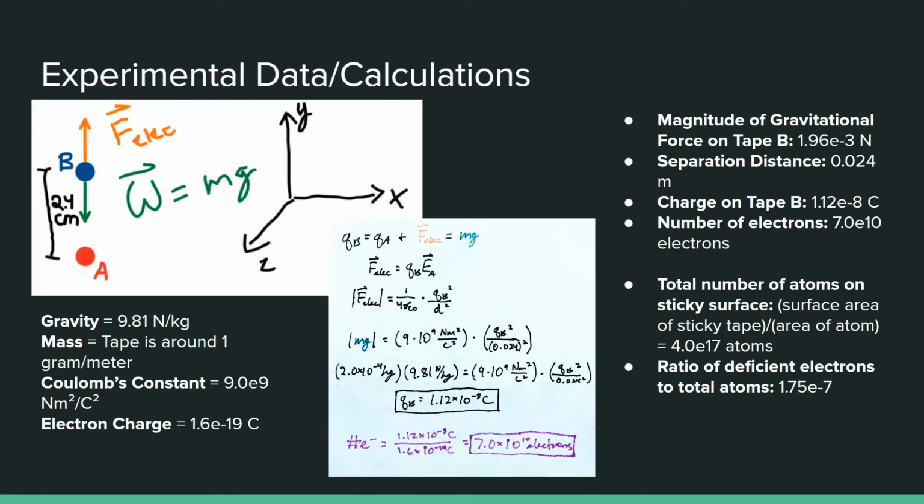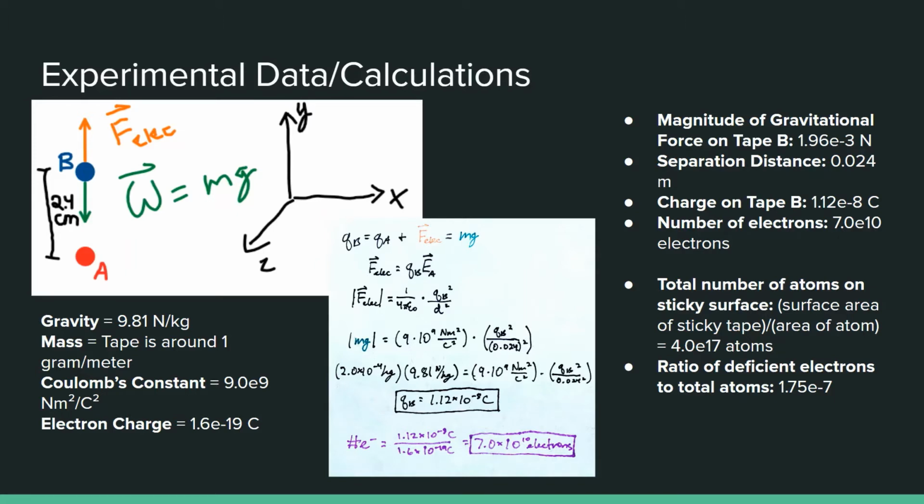Now for the main experiment. For this experiment, we dealt with two charged tapes. One was suspended over the other and caused a repelling force. So we labeled the two charged tapes as two point charges, A and B. And these were separated by a suspended distance, which was measured to be around 2.4 centimeters.